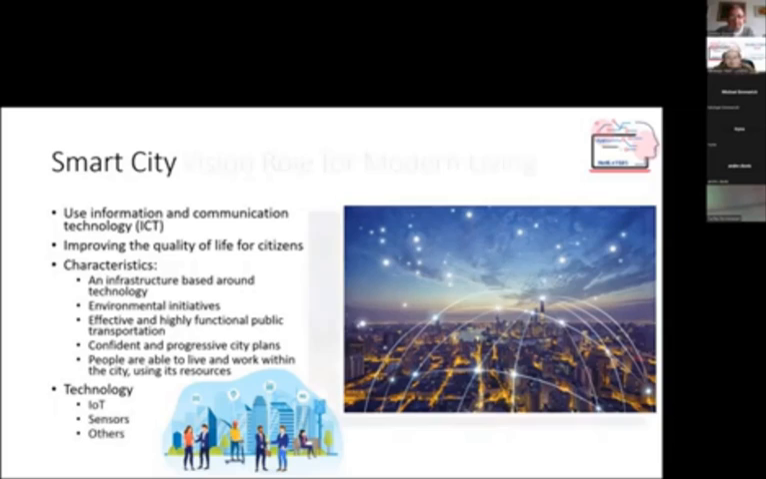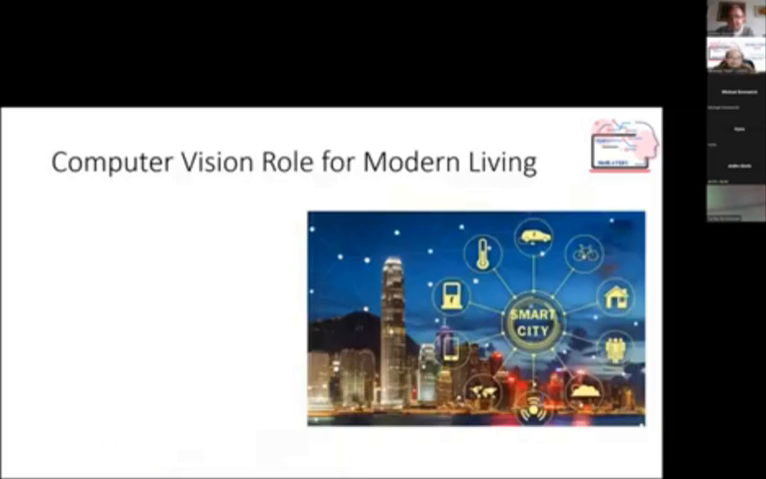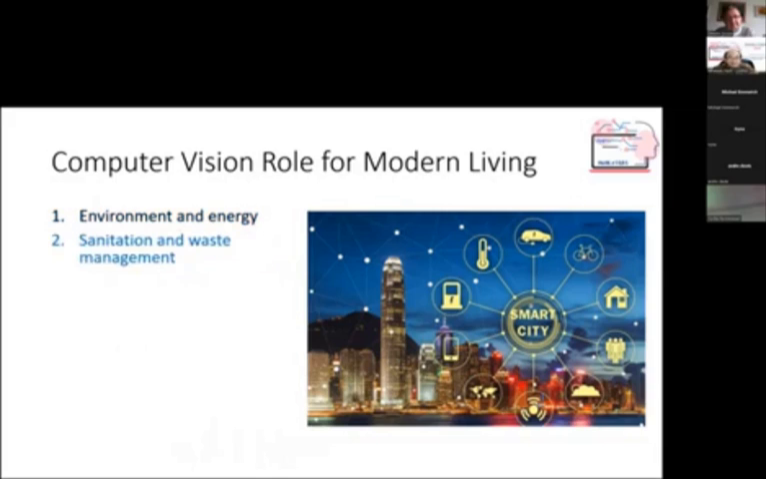So, there are some implementations of computer vision for modern living. First is environment and energy. The use of machine learning in a smart city makes it possible, above all, to control pollution by detecting, for example, CO2 emissions. Other air pollution prediction tools can inform authorities on decisions about reducing pollutant use.